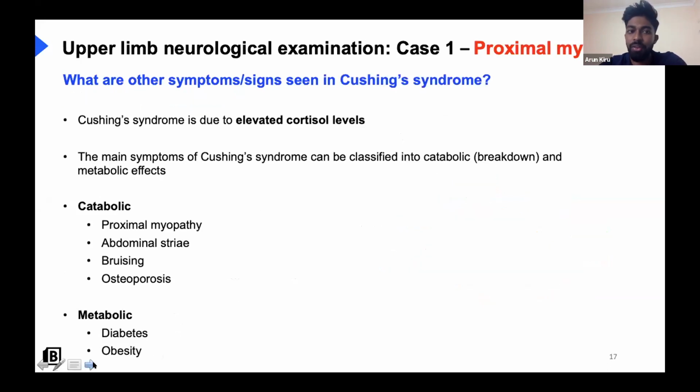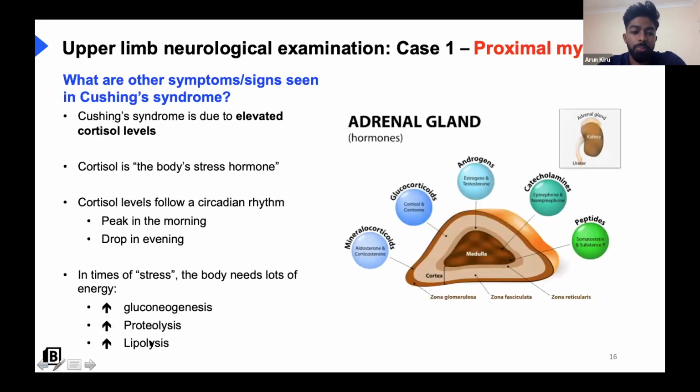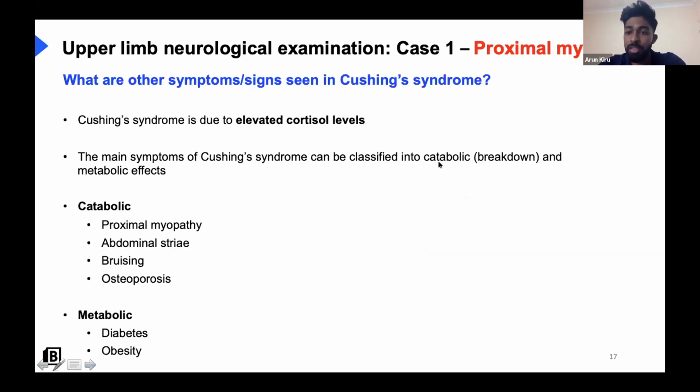Once again, we want to classify this. So you could say, what are the symptoms or signs seen in Cushing's? Cushing syndrome is due to elevated cortisol levels. The main symptoms of Cushing syndrome can be classified into catabolic and metabolic effects. Our catabolic effects are from these breakdowns: breaking down our muscle, breaking down the protein in our body, breaking down the fats. Catabolic means breakdown. So our proximal myopathy from breaking down our muscle, the abdominal striae from breaking down the skin tissue, our bruising because we're more likely to bleed as we've got less protection there, and our osteoporosis from our bones.